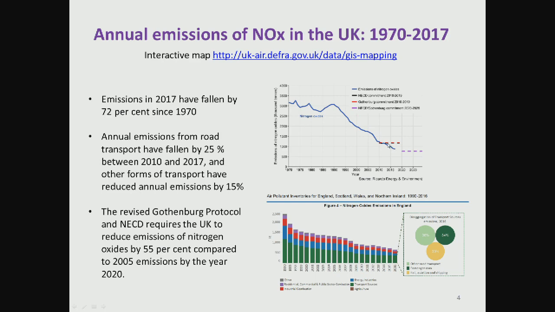One of them is the Gothenburg commitment that we had to reach by 2010, and we've reached our commitment for emissions in the UK. They revised the commitment downwards for 2020, and the question is whether we are going to meet our next commitment for NOx emissions. This is emissions, how much we produce. From road transport, it's fallen by 25%, and we need to do more before we hit our commitment for 2020. And the worry is how we're going to do that.